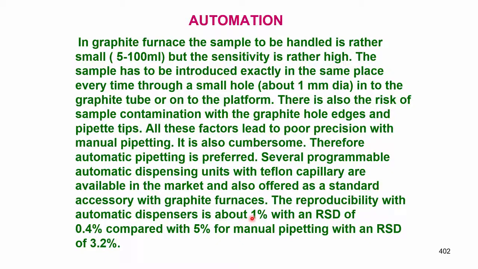So, the reproducibility with the automatic dispenser is about 1% with an RSD of 0.4%, compared with 5% reproducibility in manual pipetting. That means a 5% error is there for micropipettes which are handled by persons, but RSD is about 3.2%. What is RSD? Relative standard deviation of the delivery of the sample. Okay. So, that is the micropipetting quantity.